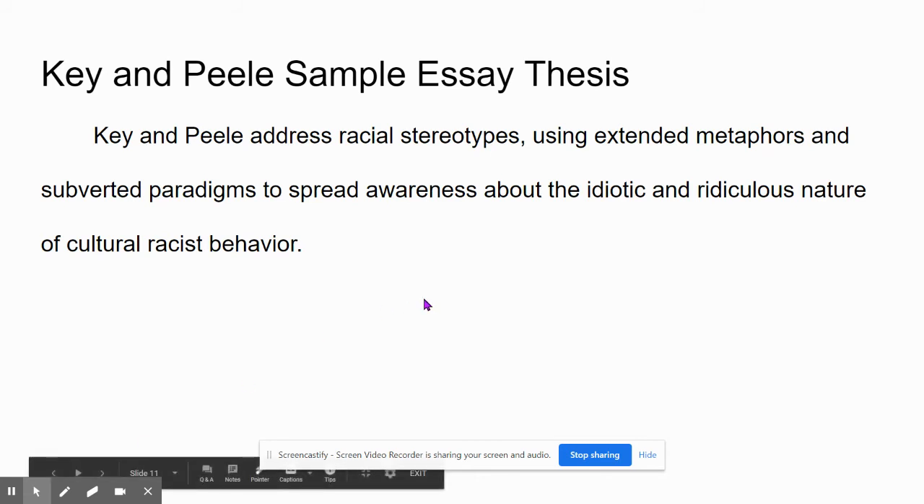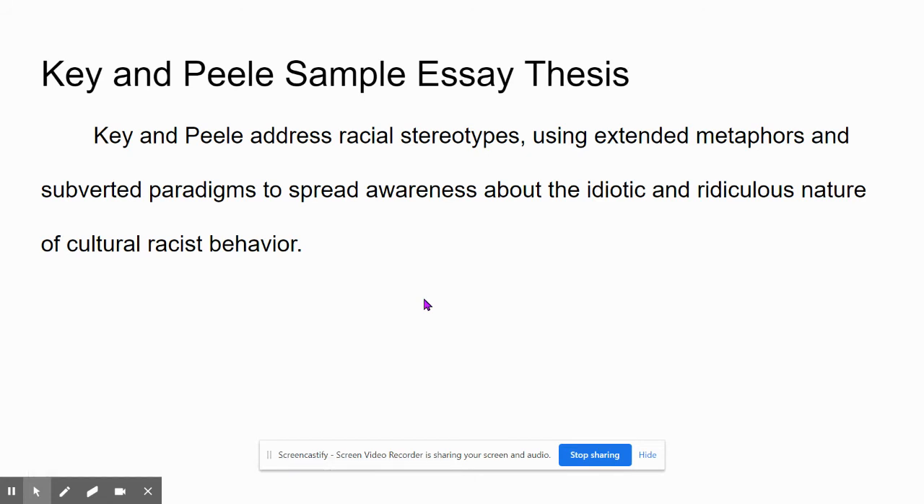This is another example of a thesis. I have revised the one that is in the sample to make it a little cleaner and more specific. So Key and Peele address racial stereotypes using extended metaphors and subverted paradigms to spread awareness about the idiotic and ridiculous nature of cultural racist behavior. I kind of feel like they included culture as an afterthought, because they could have eliminated that and racist behavior would have been fine. But my subtopics, again, are extended metaphor, subverted paradigms, and then throughout they're raising awareness of the ridiculousness of racist behavior.